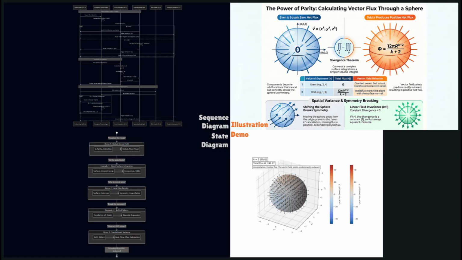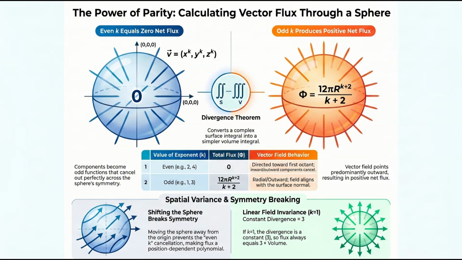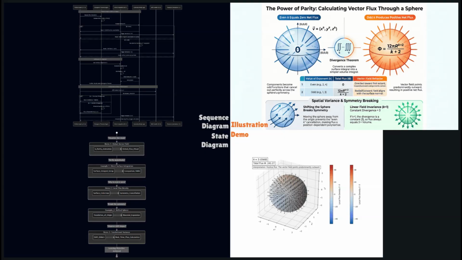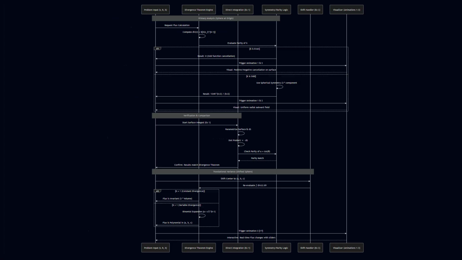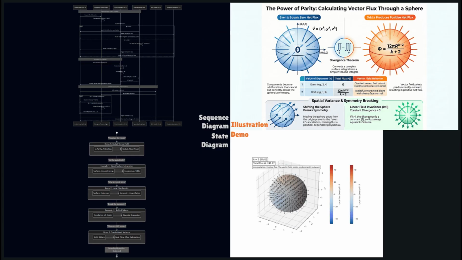Together, these two diagrams transform the static principles found in the derivation sheet into a dynamic and navigable experience. One provides the logical how-to, sequence, while the other provides the pedagogical where-to-next, state, both relying entirely on the underlying mathematical reality that symmetry is the ultimate arbiter of flow.